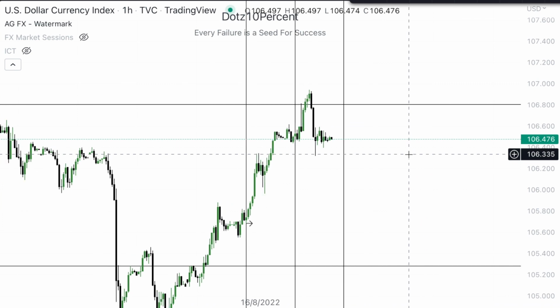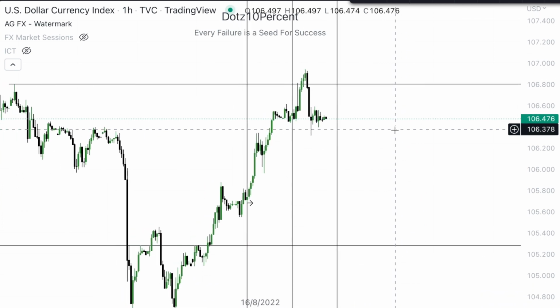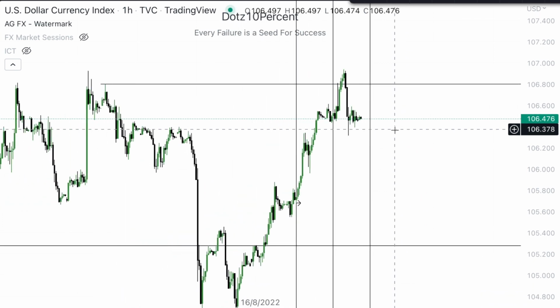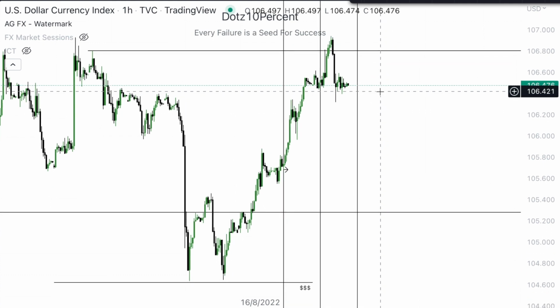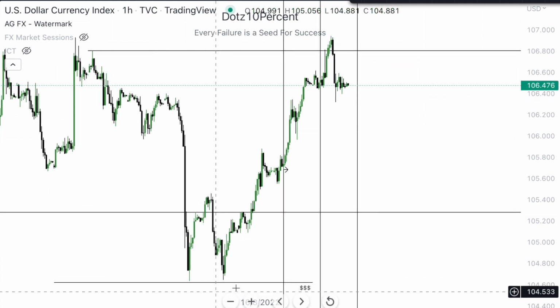I think we have made the high of the week for the DXY here. Why? Going into this week, we had a bearish bias. We want to see a bearish week for the DXY and we want to target these lows. This is what I had marked out, right?